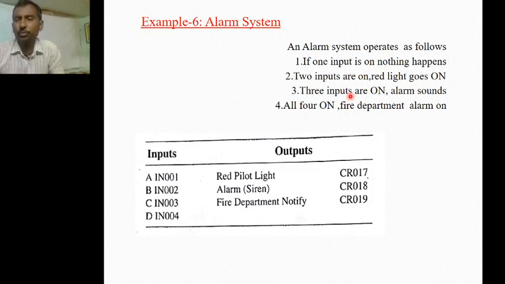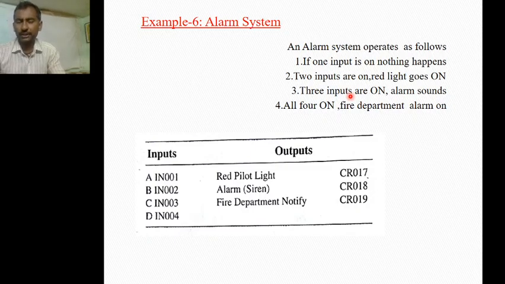Only one input on means the severity of the fire accident is not much of a consideration. Two inputs on means the severity of the fire accident will be somewhat considerable. Three inputs on means this will cause a dangerous position. And if all four inputs are on, the fire accident will be very severe. So for that purpose, we have an alarm siren and fire department notification. Like that, we have the outputs.